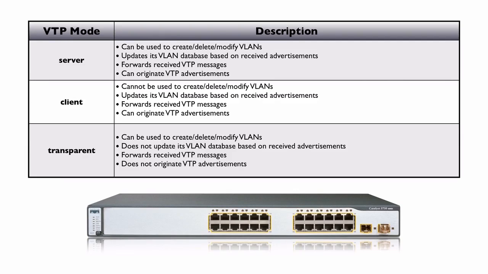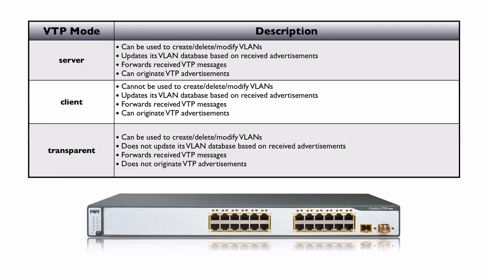Next, let's consider a transparent mode switch. On a transparent mode switch, we can administratively create, delete, modify VLANs. However, those changes are only going to be reflected on the local VLAN database, just on that switch. We're not going to advertise out our VLAN database. In other words, we don't originate, we don't source any VTP advertisements. Now, we can forward VTP advertisements or messages that we receive out to neighboring switches, but just because we're forwarding on those messages doesn't mean we're paying attention to them. We are not going to update our database based on those received advertisements.